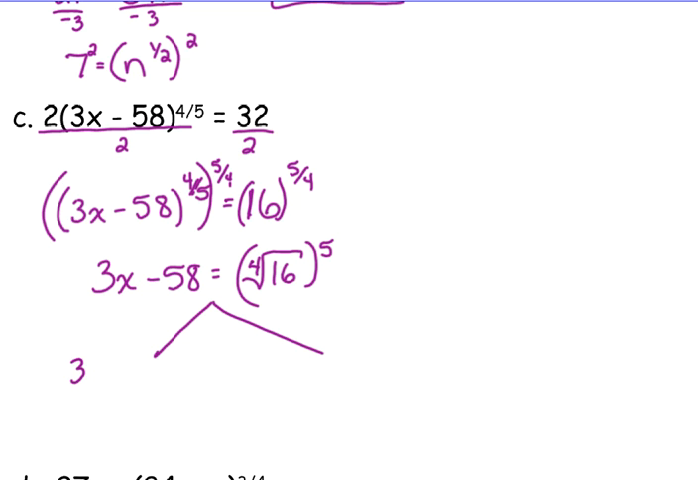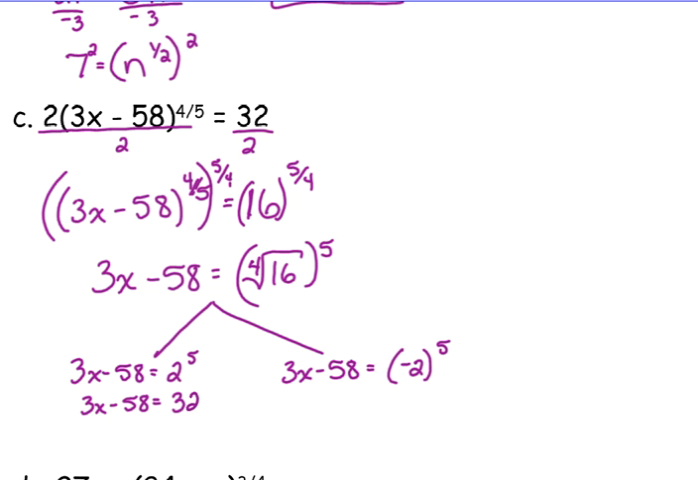We've got 3x minus 58 is equal to the fourth root of 16, which is 2. It's positive 2, but it could also be negative 2. So we need to set up two equations here. If you typed 16 to the 5/4 in your calculator, it would only give you the positive 2. You would lose your other solution to this equation. So that's why you have to know how to do this by hand.